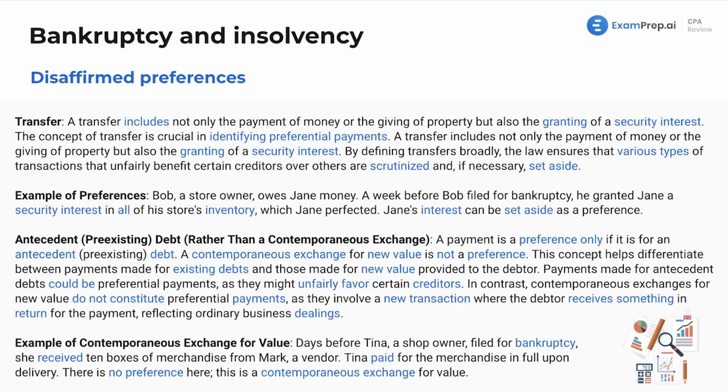All right, let's talk about a couple more of these terms and see examples of them. Transfer. A transfer includes not only the payment of money or the giving of property, but also the granting of a security interest. So that's, again, what we'll see as well when we have our lesson on those. The concept of transfer is crucial in identifying preferential payments. By defining transfers broadly, the law ensures that various types of transactions that unfairly benefit certain creditors over others are scrutinized and, if necessary, set aside.